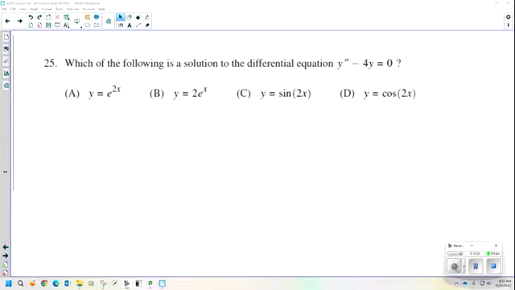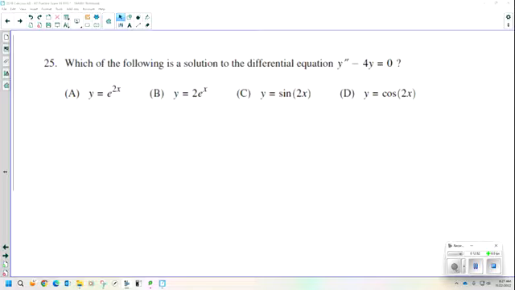Problem 25. Which of the following is a solution to the differential equation y double prime minus 4y is 0? And they gave us these 4 lovely choices. Now, it's not that I have an issue with this problem. It's just that we need to think in a manner that will make this problem easy, but we're not used to thinking this way. Like problem 23, when we had to change u equals instead of du.